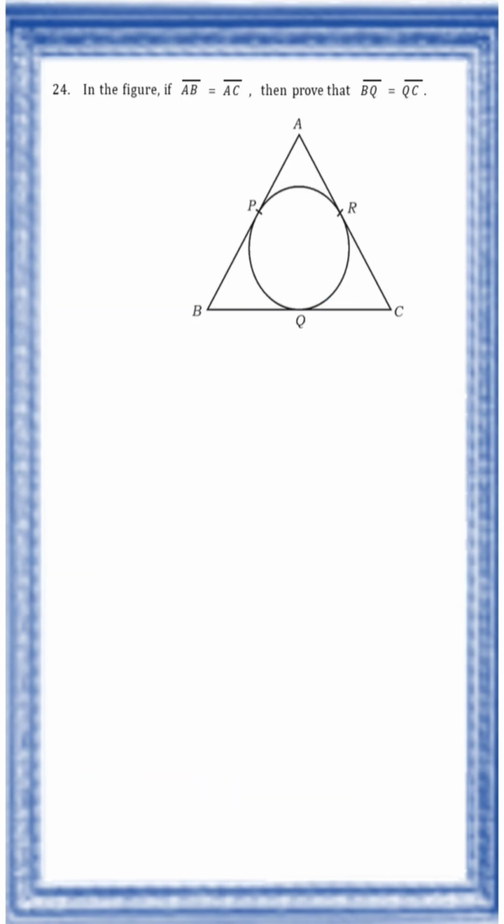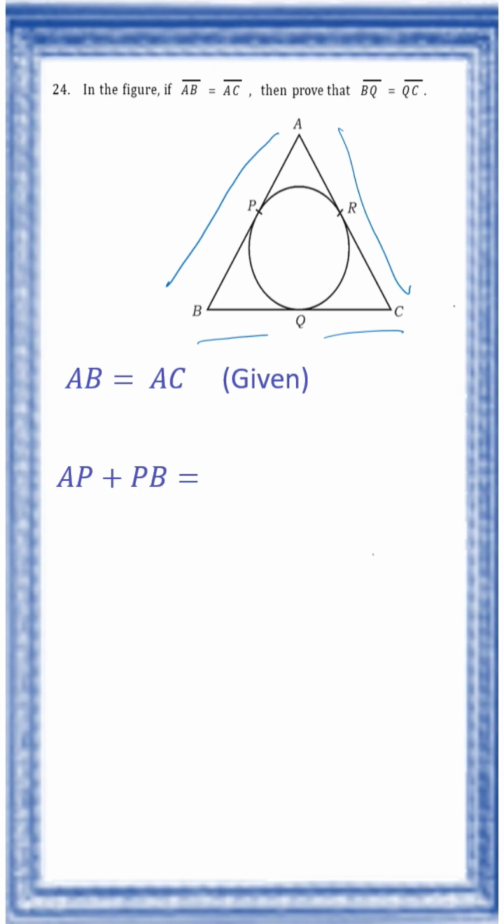In the figure, if AB is equal to AC, prove that BQ is equal to QC. Now it is given that AB is equal to AC. Why is it given? By looking at the figure, you can tell AB is AP plus PB, and AC is AR plus RC. Here observe that AP and AR are equal to each other by tangents from the external point A. You have to write it. I didn't write it here. There.